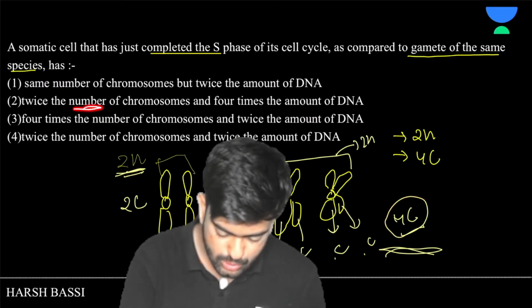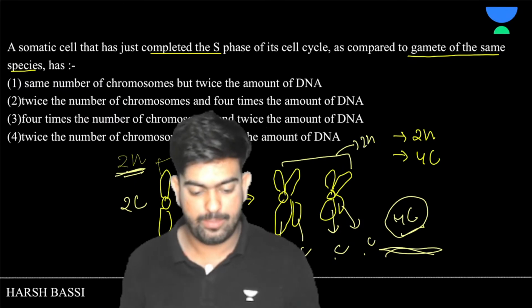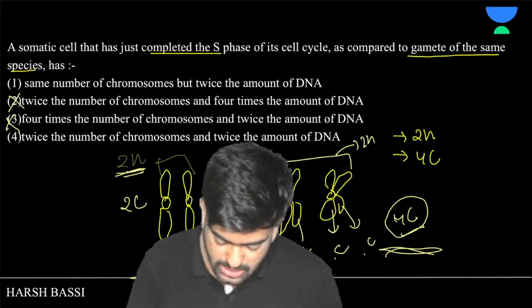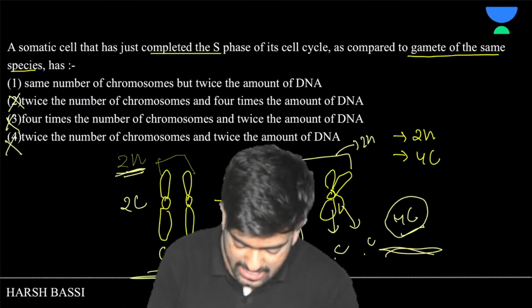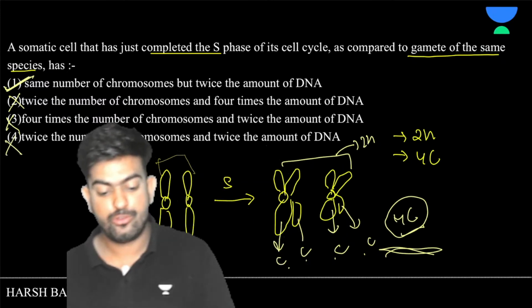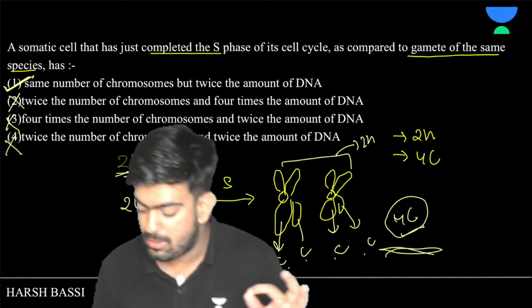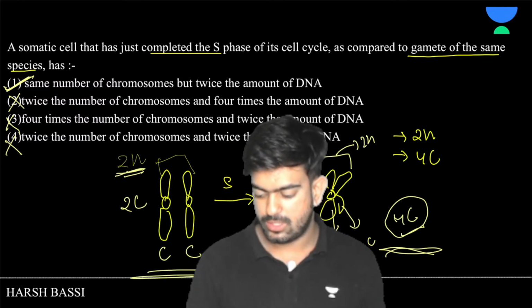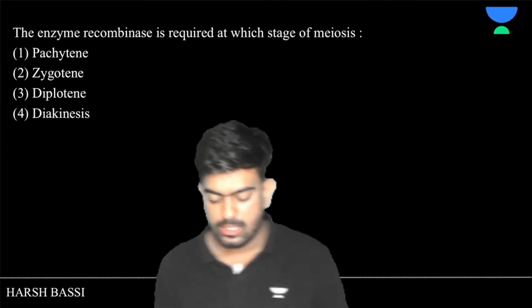Twice the number of chromosomes, no, there is no change in the number of chromosomes. Four times the number, no, chromosomes don't change. So the correct answer will be what? Same number of chromosomes, but twice the amount of DNA. I hope that this is clear to you. Now, let's move on with the next question.